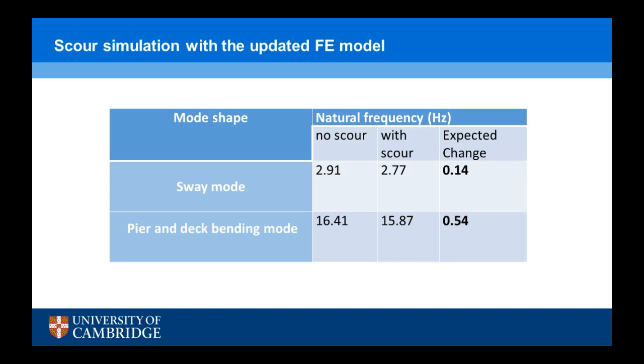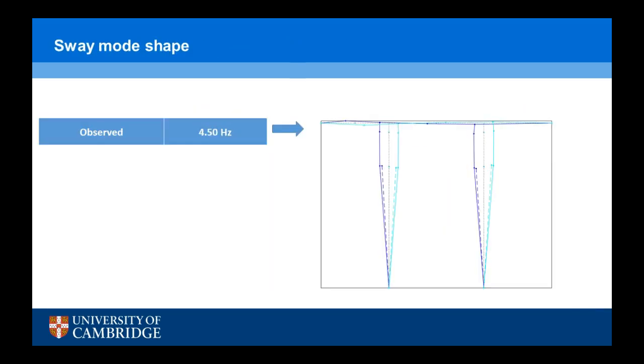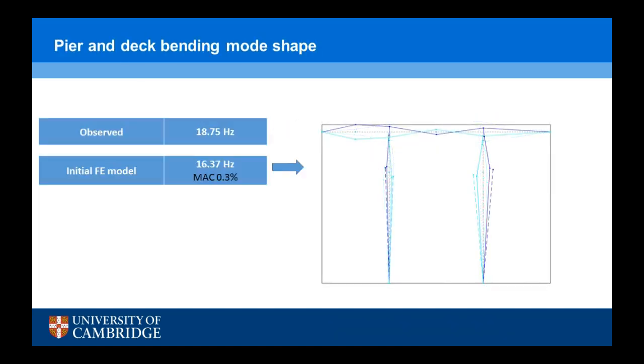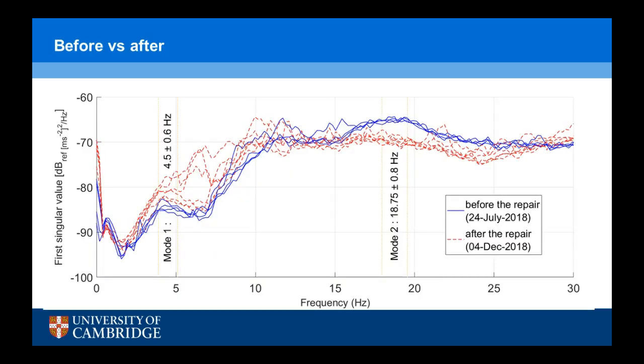We noticed that because of the repair, the sway mode should change by 0.14 hertz, and the pier and deck bending mode should change by 0.5 hertz. But the problem was that, if you remember, the inherent variation is more than that. The inherent variation was about 0.6 hertz for the first mode and 0.8 hertz for the second mode. So when we look at the data sets, 6 before in blue and 6 after in red, you can see that we can't really detect the change of natural frequency, because the inherent variation is larger than the change due to the scour.